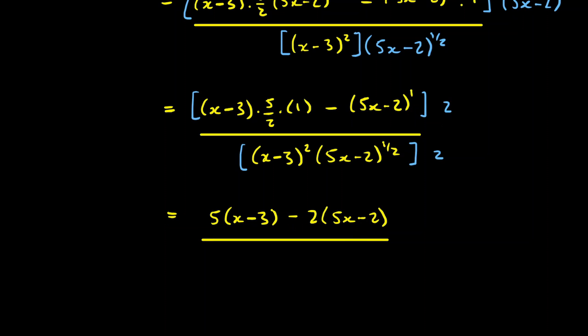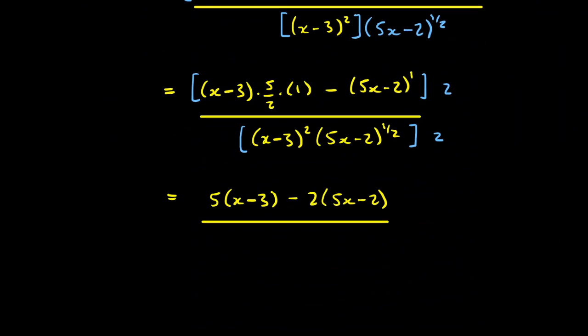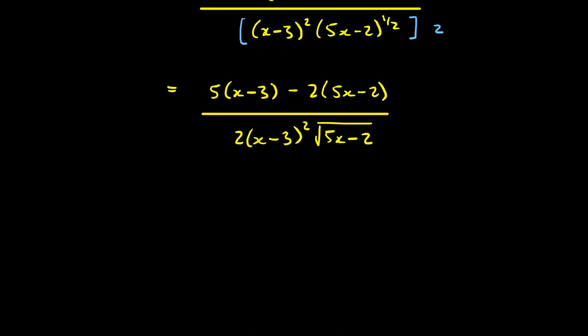On the denominator here, I'm going to get, how do they write it? They write it as the square root. Yeah. I'm going to get 2 bracket x minus 3 to the power of 2, 5x minus 2 to the power of a half, which is the same thing as the square root of 5x minus 2. Well, we're almost there now. So what's the last step? Well, we just got to simplify the numerator.